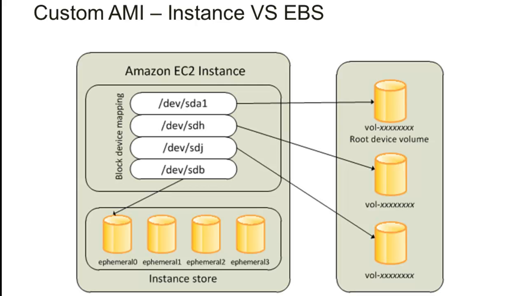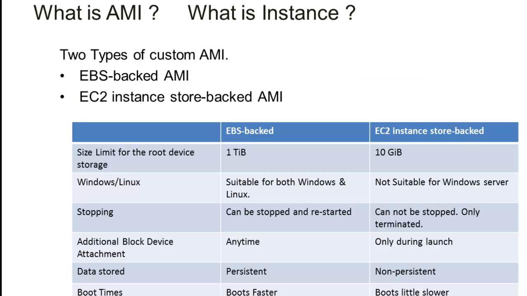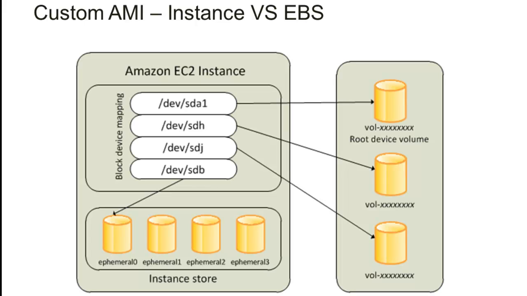Now let us try to understand a little bit more about custom AMI instance versus EBS. In the previous session, we tried to understand this in a tabular way, what an EBS backed and instance store backed AMI looks like. Let us try to understand it a little bit pictorially. So what is the EBS volume? EBS volumes are like external block storage devices. So it is an external hard disk kind of a thing.